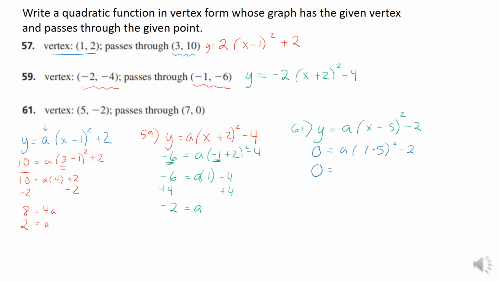So I get 0 equals a. This is 7 minus 5 is 2, 2 squared is 4, minus 2, and then I'm going to add the 2 over to the other side. I get 2 equals 4a. So, whoops, that's a 4. 2 equals 4a. So divide by 4, and a equals 1/2. Oh, so this one's a shrink. y equals 1/2 times x minus 5 squared minus 2. And that's how you find the equation for each of those.